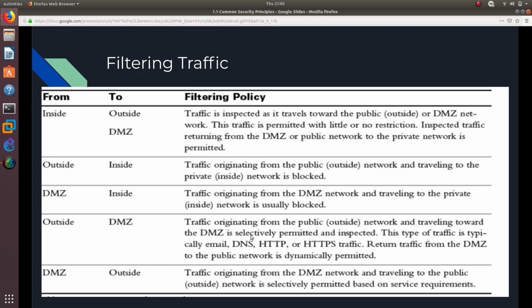the DMZ is selectively permitted and inspected. This type of traffic is typically email, DNS, HTTP, HTTPS traffic. Return traffic from the DMZ to the public network is dynamically permitted. Okay, so from outside to the DMZ, we dynamically permit it. And then from DMZ to outside, traffic originating from the DMZ network and traveling to the public outside network is selectively permitted based on service requirements.